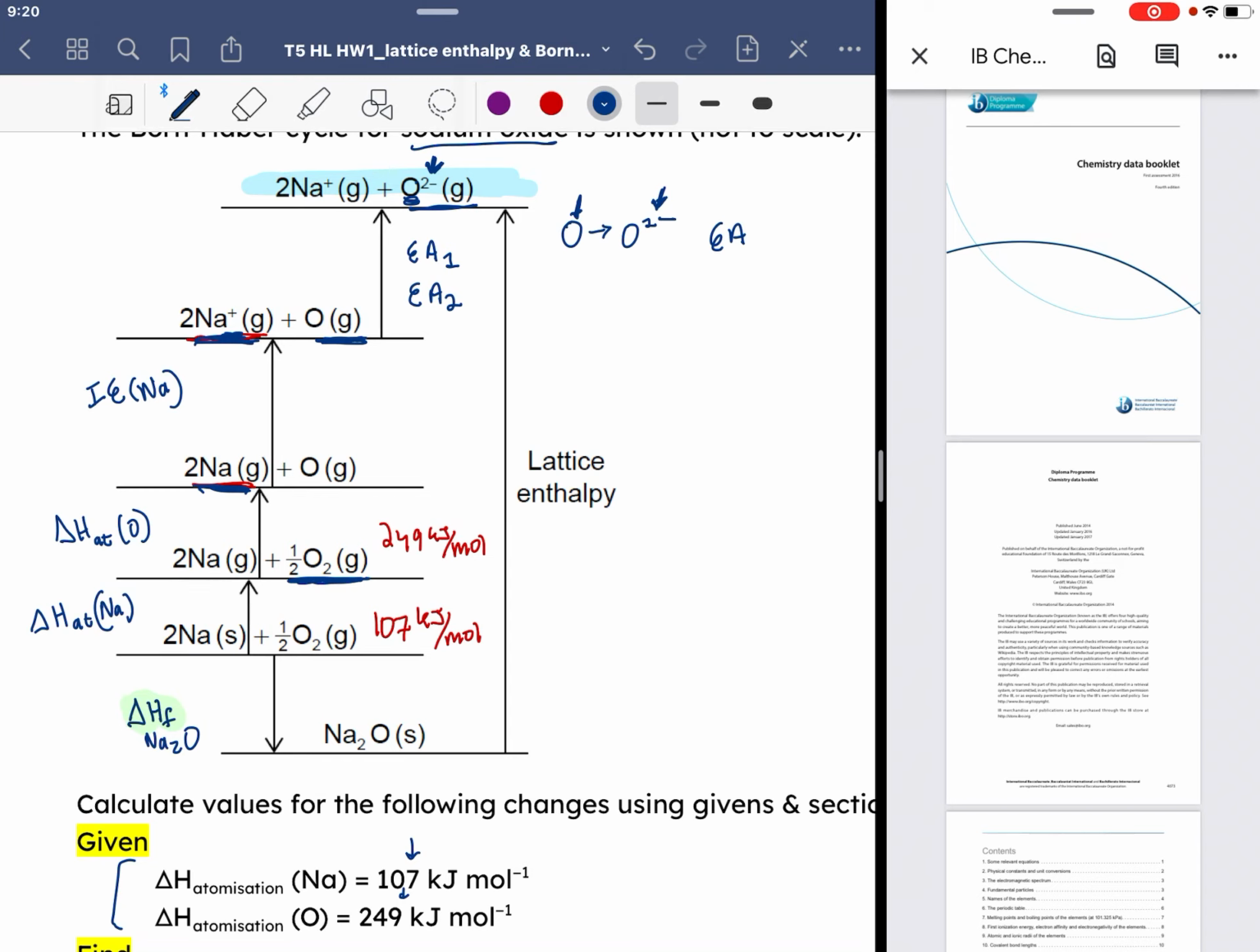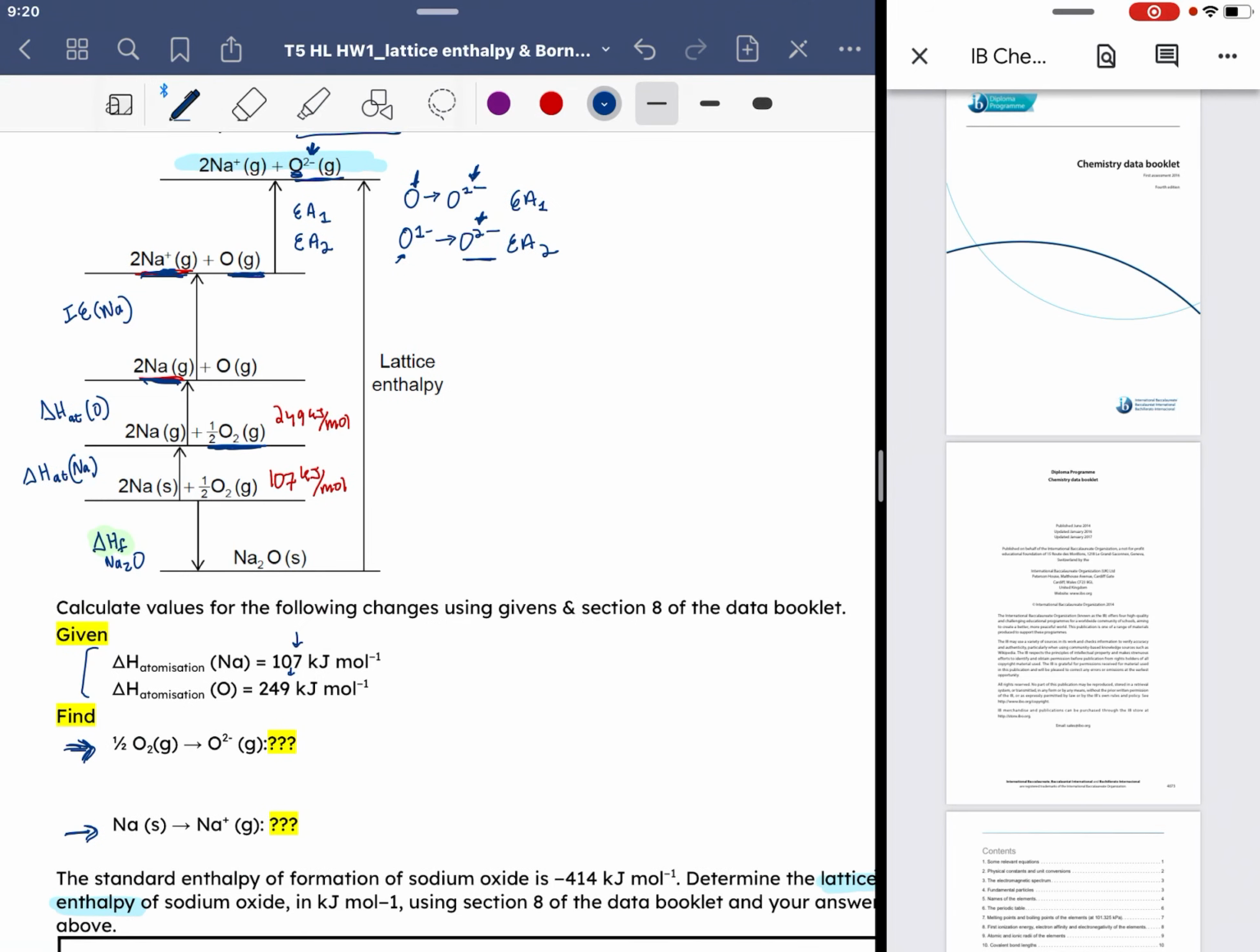But now I'm only at 1 minus. So to go from oxygen 1 minus to oxygen 2 minus, that's my second electron affinity. I needed to add yet another mole of electrons to the thing that was already a -1 charge in order to get to oxygen 2 minus. All right, so hopefully that helps.